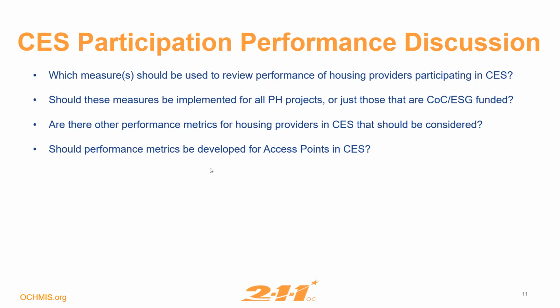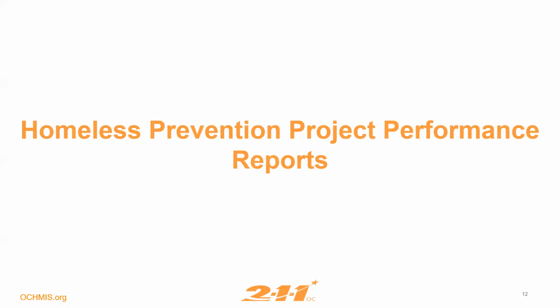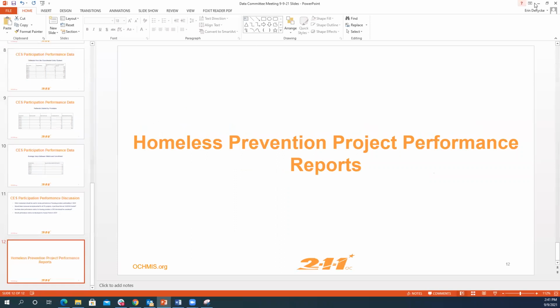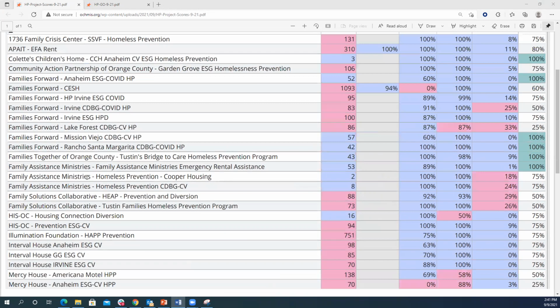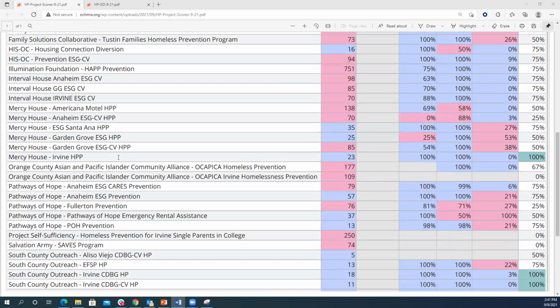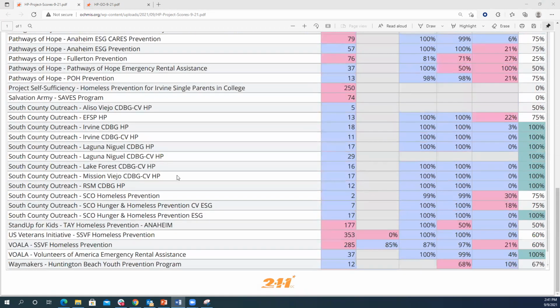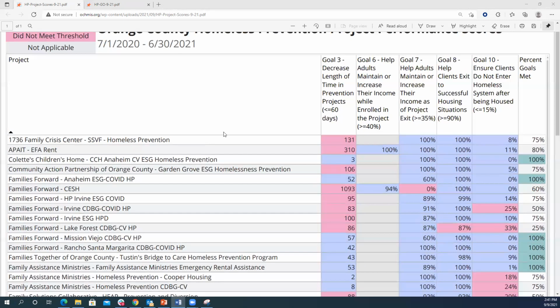All right. So I'm going to move on to our last item, which is the Homeless Prevention Project Performance Reports. So let me pull those up. The Homeless Prevention Project Performance Reports were pulled for July 1st, 2020 through 6/30, 2021. And as normal, you can see how each project is performing for all of the measures listed. We have a bunch of prevention projects now.